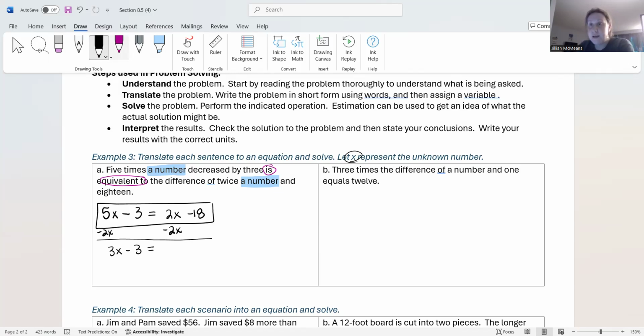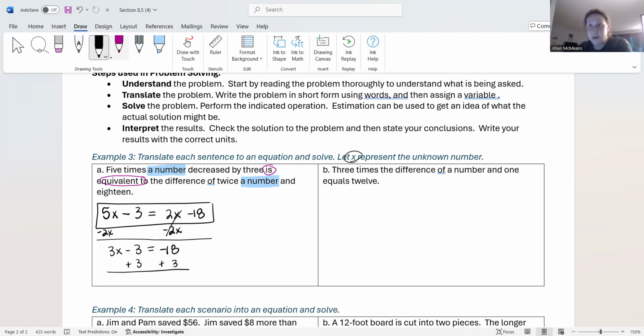And then on the right-hand side of the equation, 2x minus 2x is just 0, and then 0 minus 18 is negative 18. Okay? Now, I've got my variables in a single term all on one side of the equation, but I want to isolate that term. I want to get the 3x term alone. My issue now is this minus 3. So how do we undo subtraction? Well, we use addition. So we're going to add 3 to both sides.